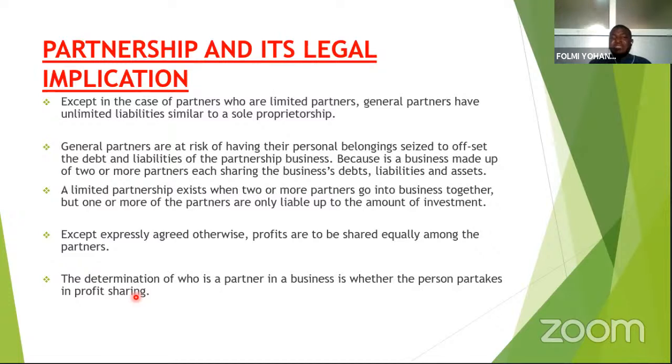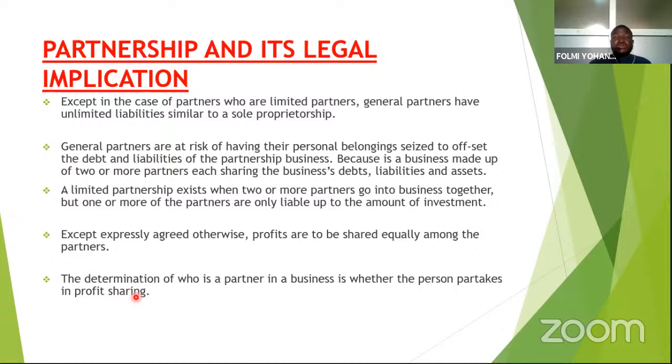General partners are at risk of having their personal belongings seized to offset the debt. That is when they eventually borrow money from a financial institution as general partners and they are unable to pay, because they are involved in the day-to-day running of the business. They can come after their personal belongings for the debts to be offset. So the liabilities of the partnership business, because a business is made up of two or more partners, each sharing the business's debts, liabilities, and assets.